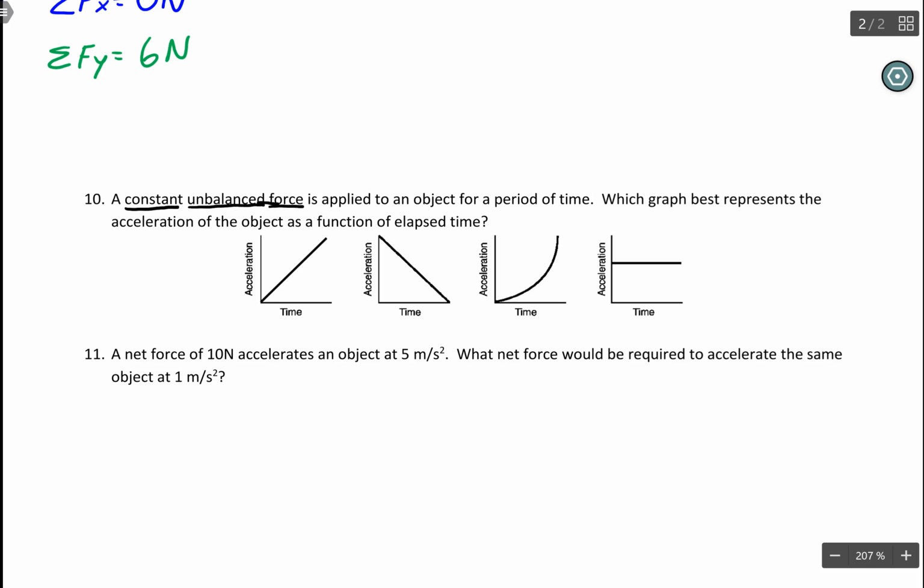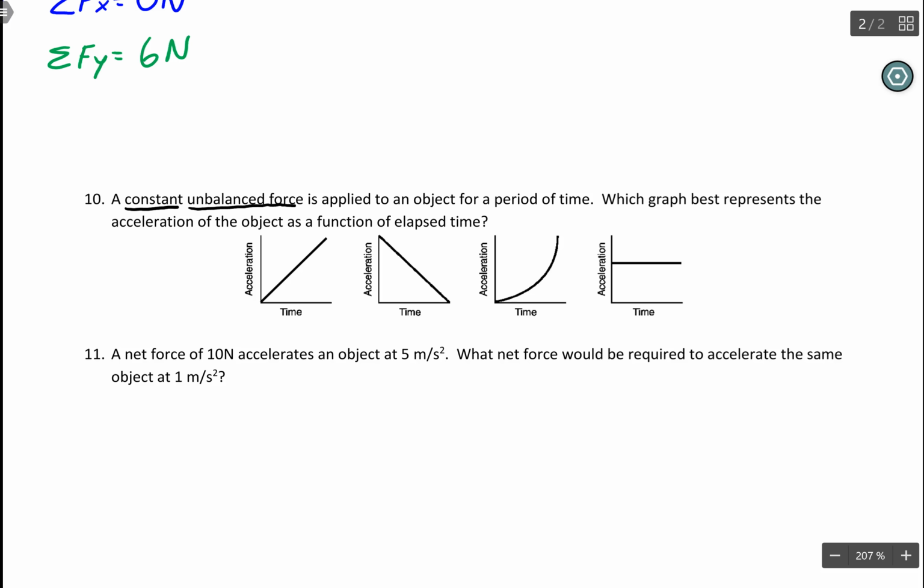Unbalanced force. So we could make that like one underline. See, there's two ideas here. There's an unbalanced force acting on it. You know from Newton's second law that if there's an unbalanced force, it must be accelerating. Also, they're telling you that this unbalanced force is constant. It remains the same the whole time.